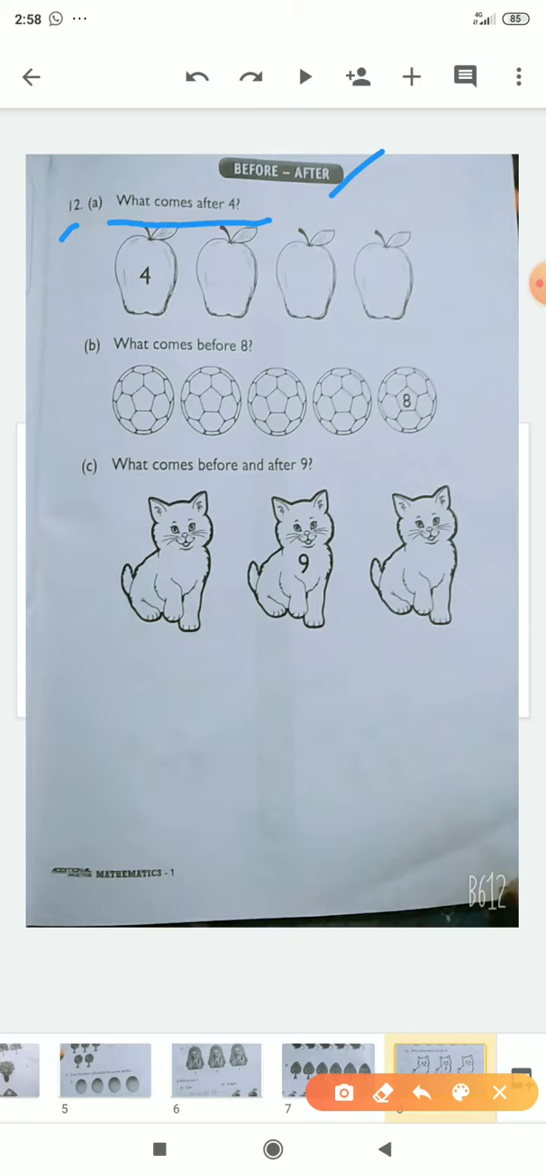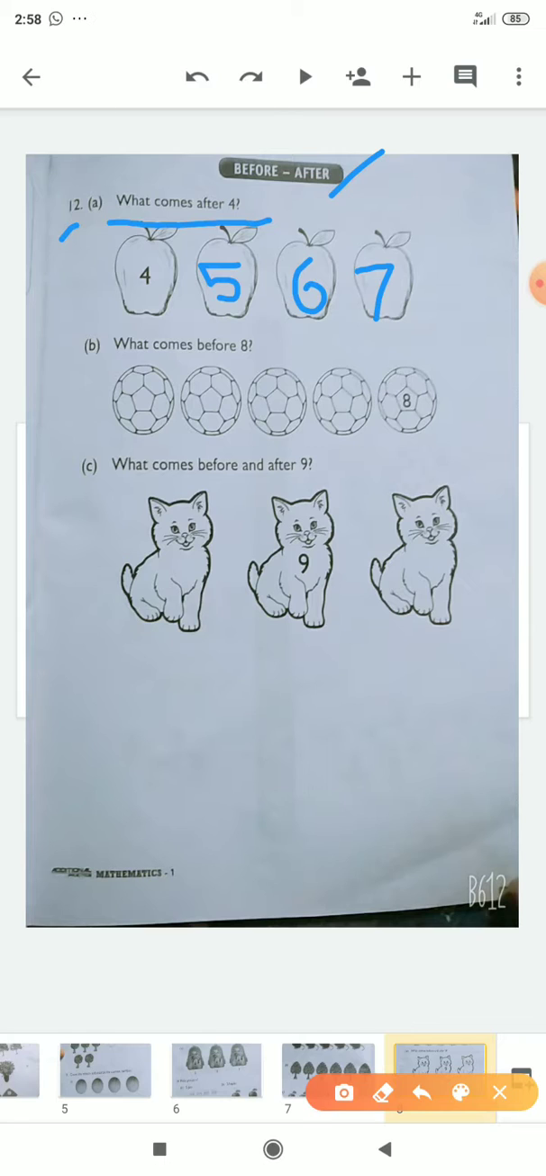So in the first apple, there is 4. So will you tell me what comes after 4? Yes, it is 5, then 6, then 7. Wow, it's very easy. All of you can do it very easily.